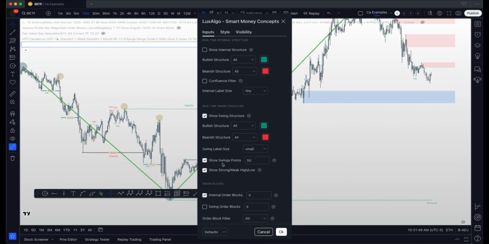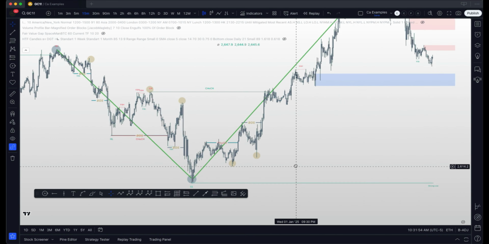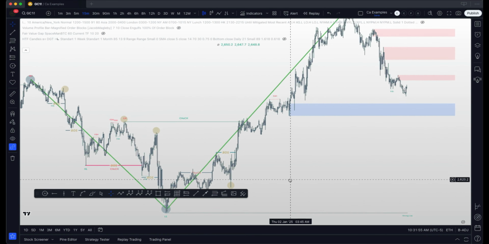So you can show swing points, you can show strong, weak areas. Like these are just the major swing points, right, that we were talking about here. All right, so let's move on.